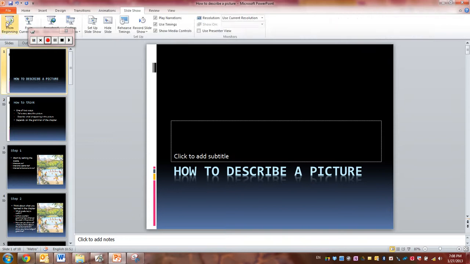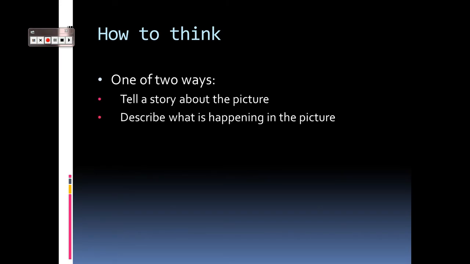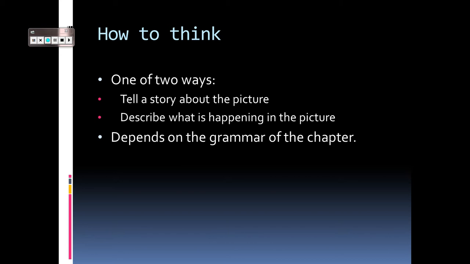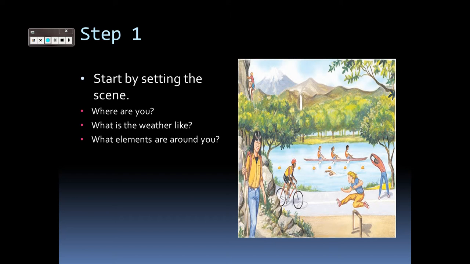In order to do the Chapter 2 picture prompt, we talked about how to think. First of all, you have to think in one of two ways. You can either tell a story about the picture or describe what is happening in the picture. And then that, of course, depends on the grammar of the chapter. If it's asking you in the chapter to use the preterite and the imperfect, you're going to need to tell a story. If you're just telling what's going on in the picture, then you might just be using the subjunctive or something. So, step 1, if this is our picture, then you start by setting the scene.